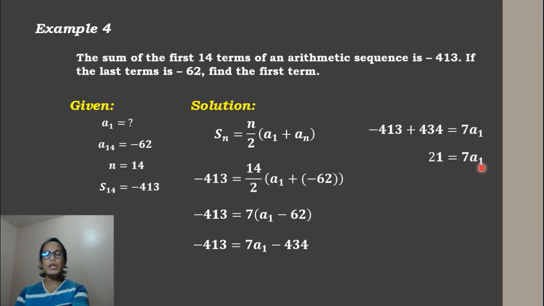Then since we are only going to solve for a sub 1, which is the first term, we need to eliminate 7 as the coefficient of a sub 1. So we divide both sides of the equation by 7. So we can cancel out the 7. So what remains, we can now interchange. What remains will be the first term, which is a sub 1, and 21 divided by 7 will give us 3. So our first term for this given sequence is 3.